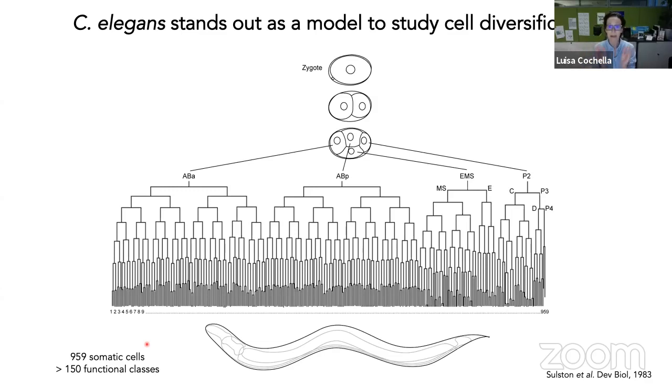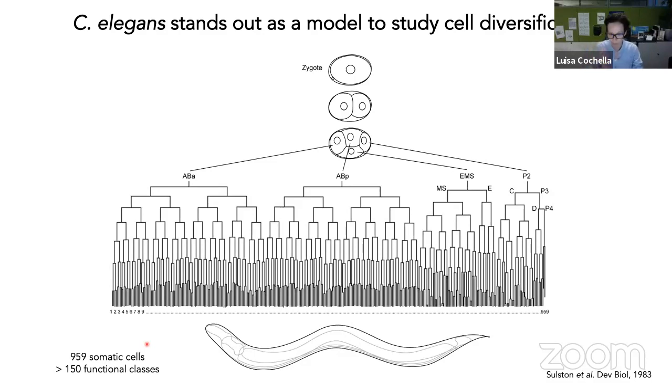So we think this little animal strikes a perfect balance between simplicity and complexity that allows us to really look at the process of cell diversification from both a low resolution, whole animal point of view, and yet also zoom into what's happening in individual cells in this animal and during development.